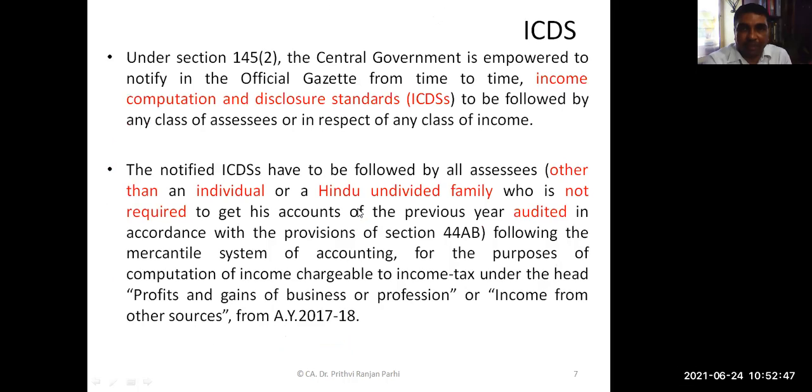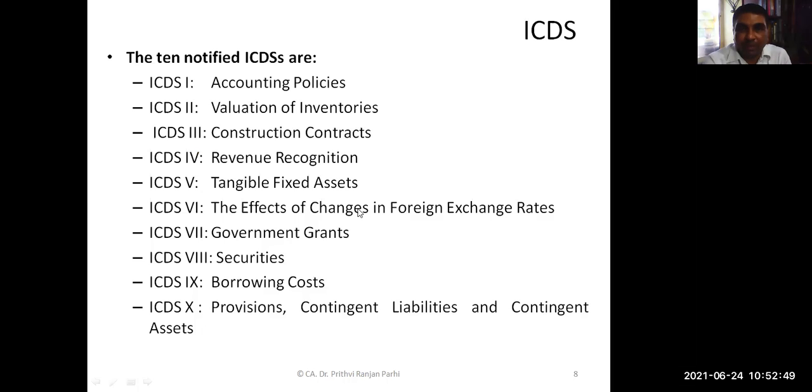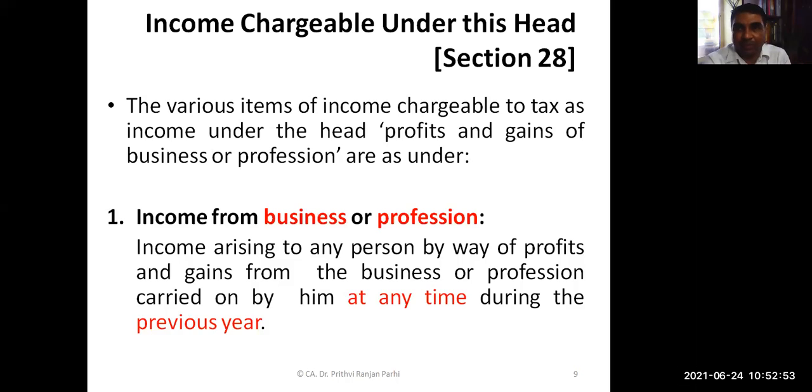Meaning of profit, various methods of accounting, what is income computation and disclosure standards, I had briefly explained. Now, this is what exactly we are going to learn today: income chargeable under this head. Briefly, we had discussed. You see, a list of items are there under section 28.